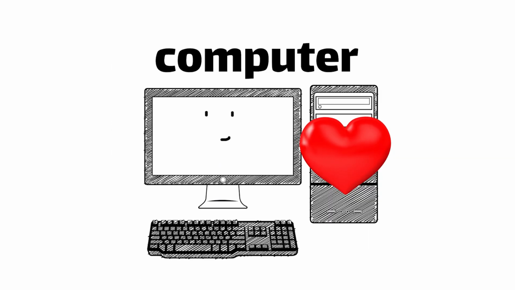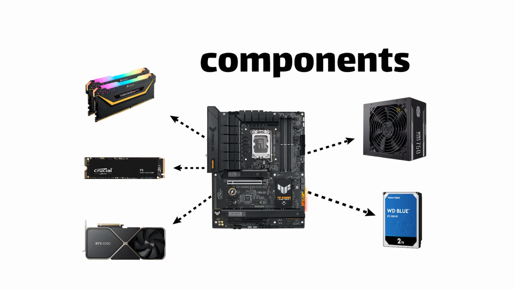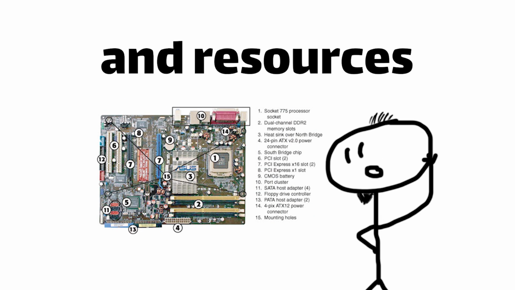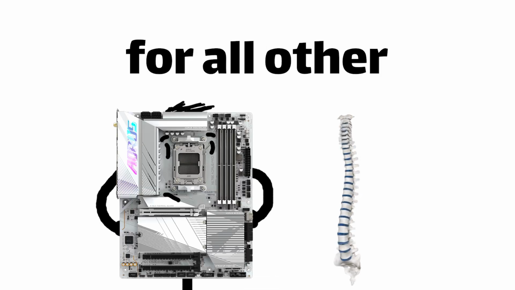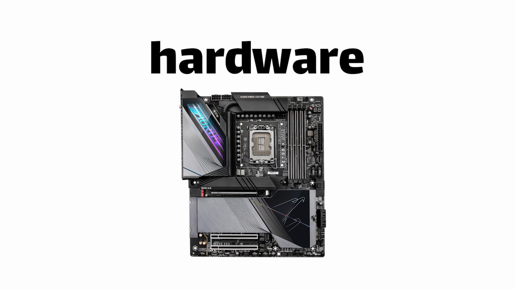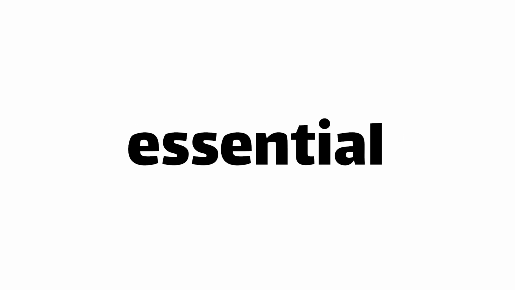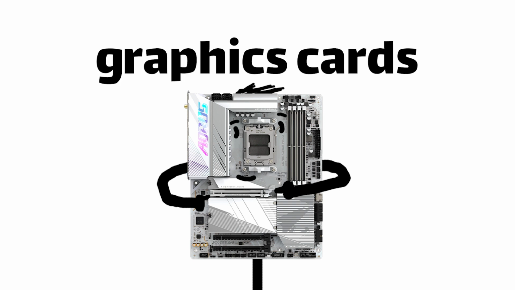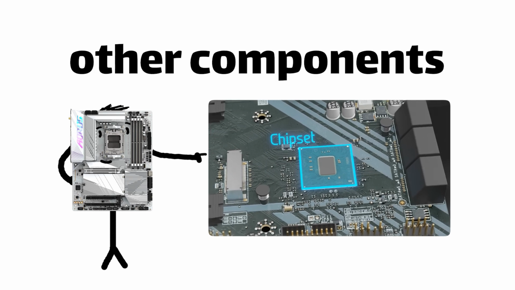At the heart of every computer lies the motherboard, the grand central station that connects and coordinates all the other components. You can think of it as the bustling city center, with roads leading to different districts and resources flowing in and out. It's a printed circuit board that acts as the backbone for all the other components. This vital piece of hardware connects and facilitates communications between the CPU, RAM, storage devices, and other peripherals. It features several essential components, including the CPU socket, RAM slots, expansion slots for adding graphics cards and other components, and a chipset that manages data flow between the CPU and other components.